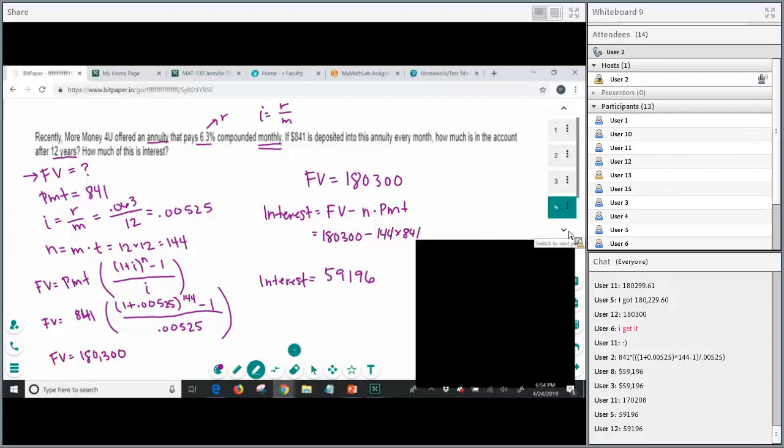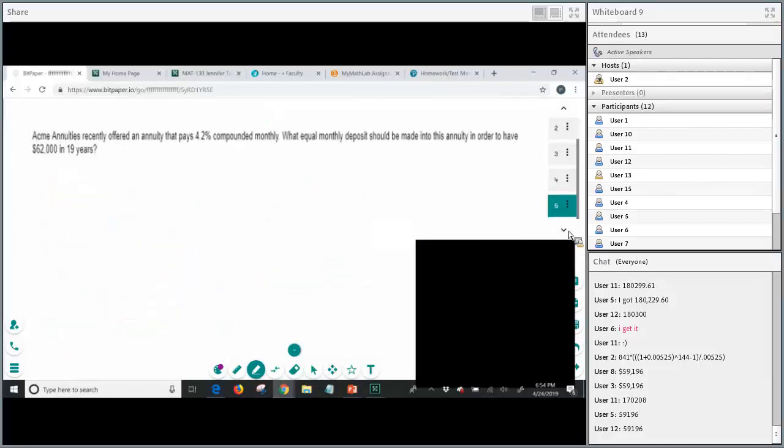Okay, can you guys hang in there for one more? This is the last one I was going to do today. Another word problem. So this one says, Acme Annuities recently offered an annuity that pays 4.2% compounded monthly. What equal monthly deposit should be made into this annuity in order to have $62,000 in 19 years?